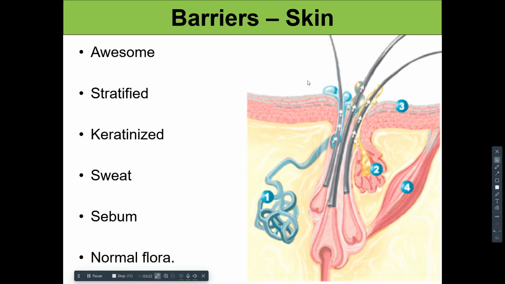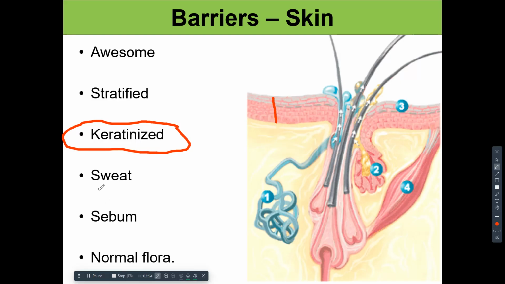And one of the major barriers, of course, is the skin. It is an awesome, amazing barrier. We know the skin is a stratified epithelium, so multiple layers here. Harder to get through, many layers than just one. And especially the apical cells closer to the surface, the cells there are really getting keratinized. So they are filled with this tough, fibrous protein called keratin, which is really resistant to degradation by microbial enzymes.